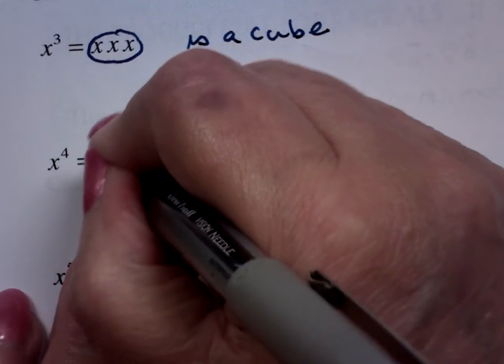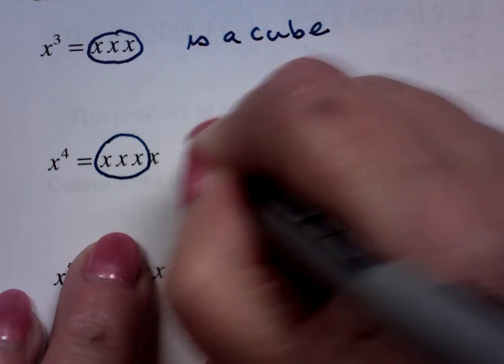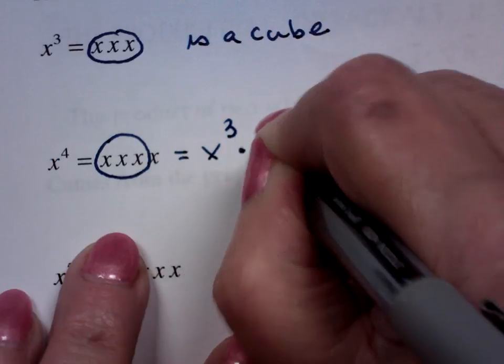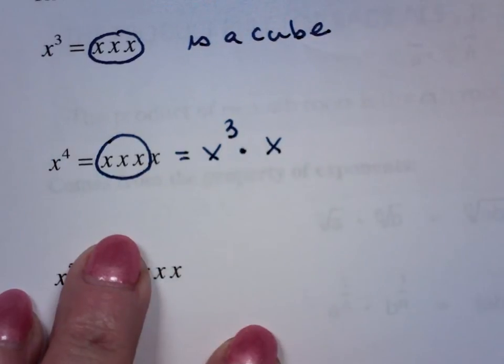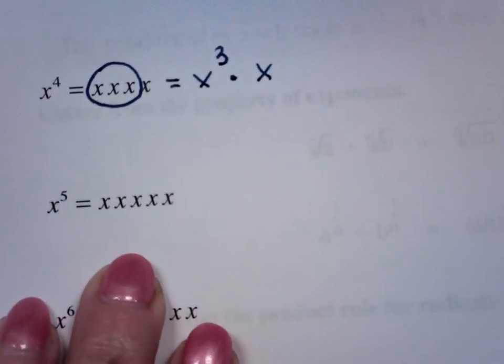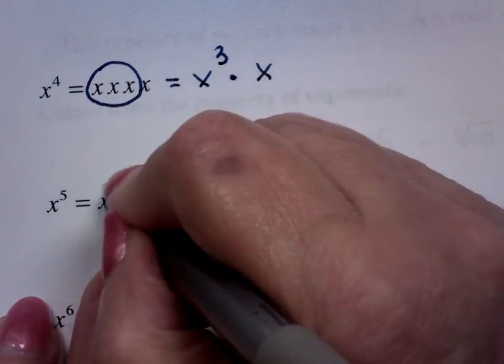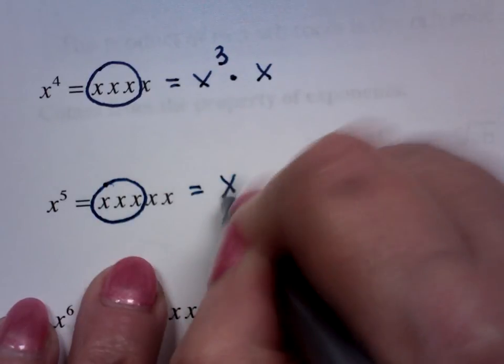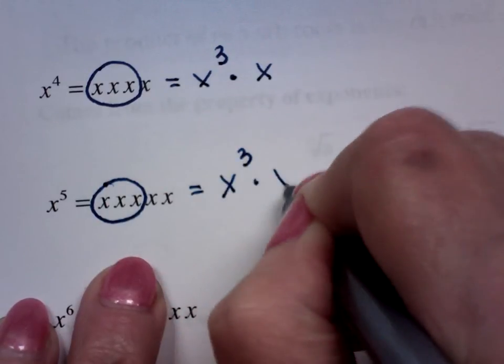X to the 4th is not a cube. He's got a triple times x. X to the 5th is not a cube. Why? He's only got one triple with 2 left over.